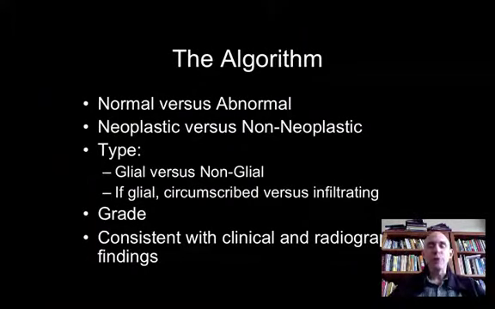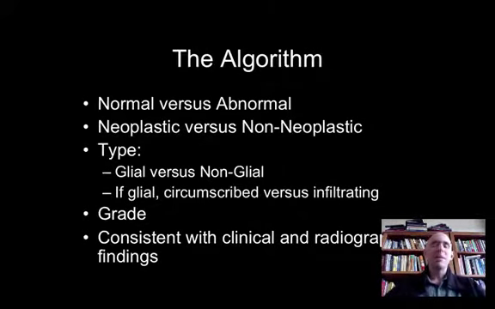Now I've started to allude to an algorithm. The first and very most important step is to decide, is this normal material or abnormal material? This is critical. If you can't progress beyond this, you've got to put on the brakes and get more information. The next step is to decide whether it's neoplastic or non-neoplastic. And the basic fundamental truth is that most of our cases are neoplastic.